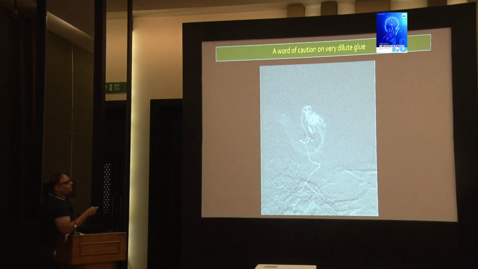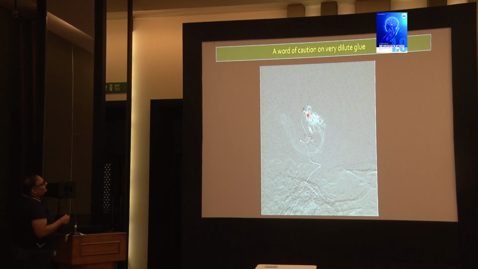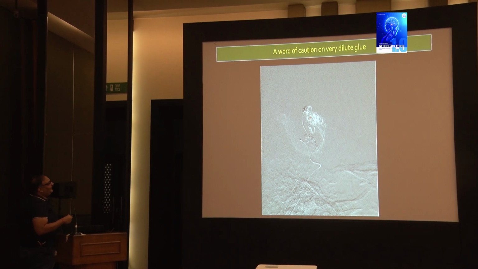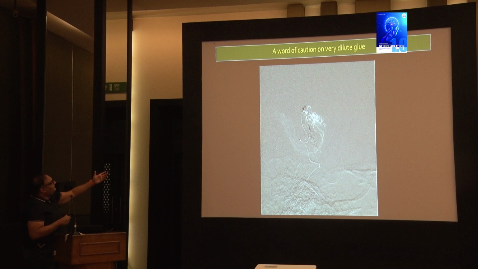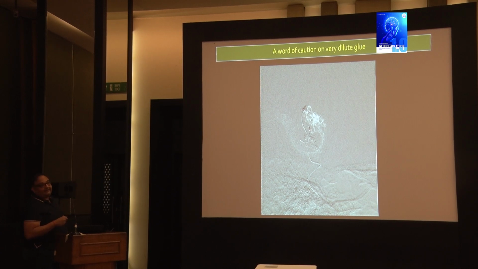Just a word of caution about very dilute glues. I mentioned that we can have glue concentrations from 9% going all the way up to 95%. But anything less than 15%, let me show you what happens. This was an AVM which was again very difficult to catheterize. This catheterization is of the posterior lateral choroidal artery. You can see that this catheter is wedged right into the AVM, and now the glue is being injected. But the aim was to use this single pedicle and finish off the entire AVM.